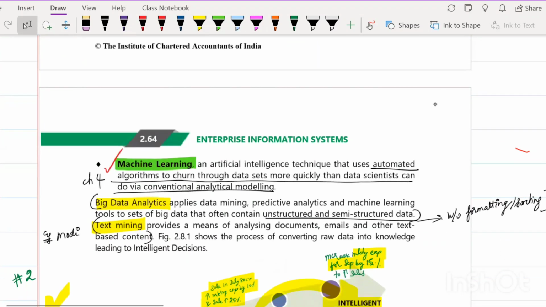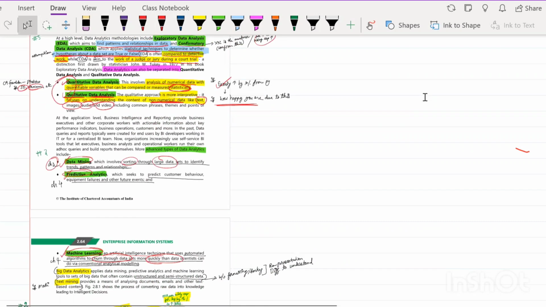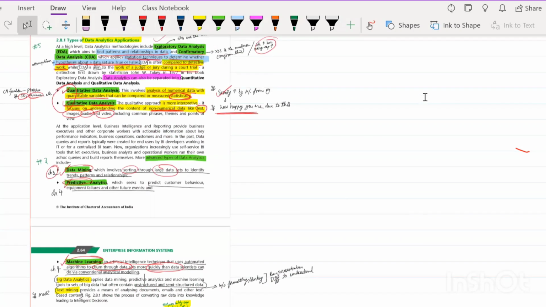Okay, next is machine learning. Machine learning is nothing but artificial intelligence. Here, this artificial intelligence technique will help you churn through the data sets quickly, faster than the data scientist, and using that you can do your data analysis. Okay, so these were the types: exploratory data analysis, confirmatory data analysis, quantitative data analysis, qualitative data analysis, data mining, predictive analytics, and machine learning.